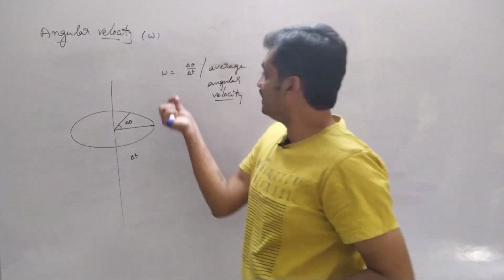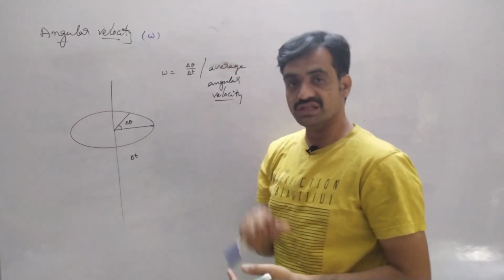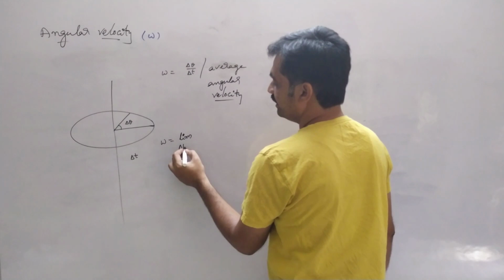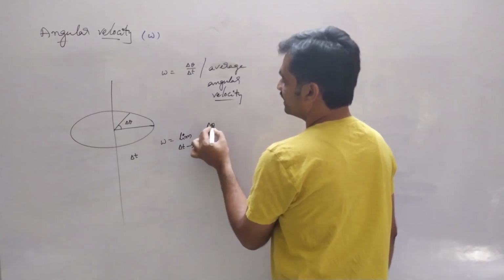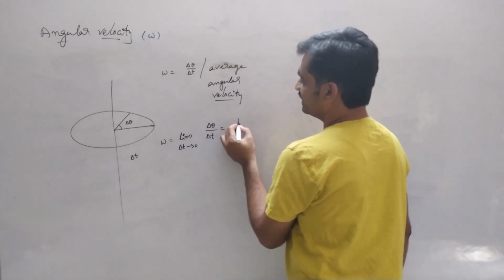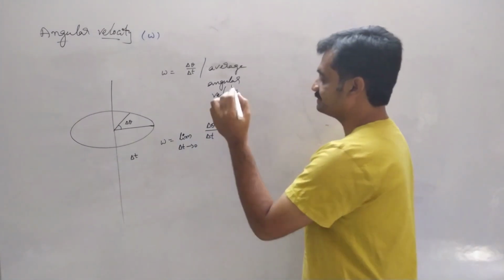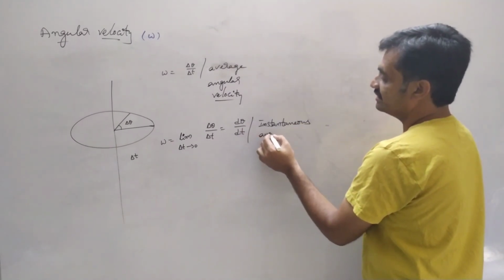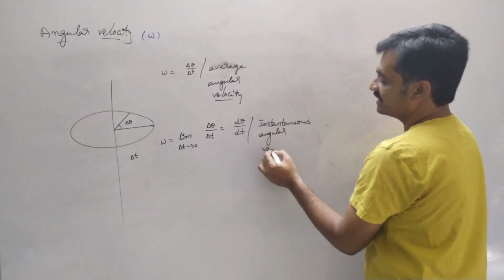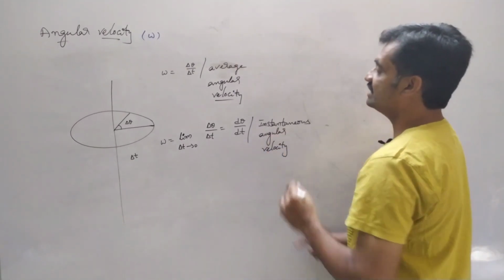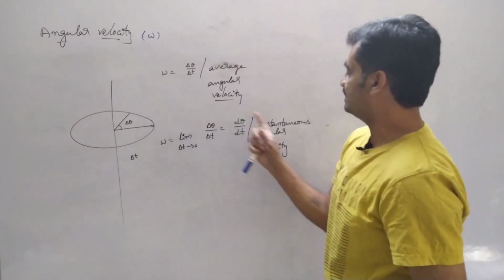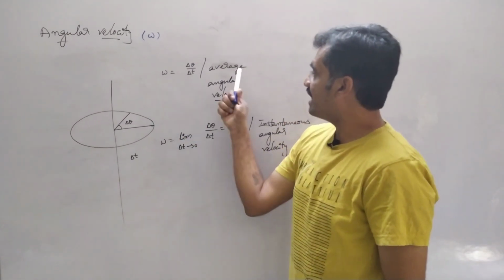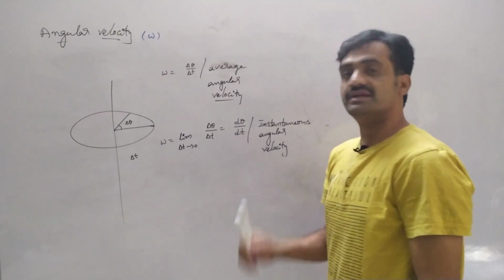Suppose the time interval delta t is negligible, or we take the limit of delta t tends to 0. Then delta theta by delta t can be represented as d theta by dt, and this is the instantaneous angular velocity. Here we may get a doubt about when to apply average angular velocity and when to apply instantaneous angular velocity.